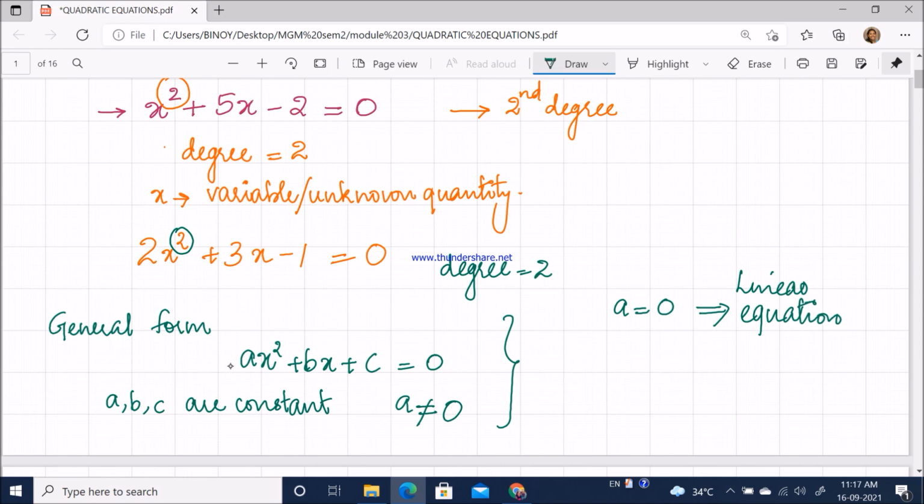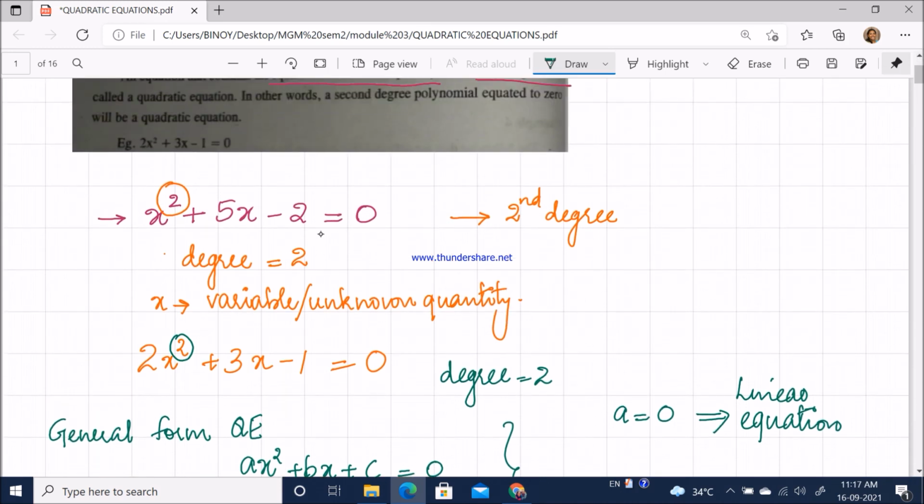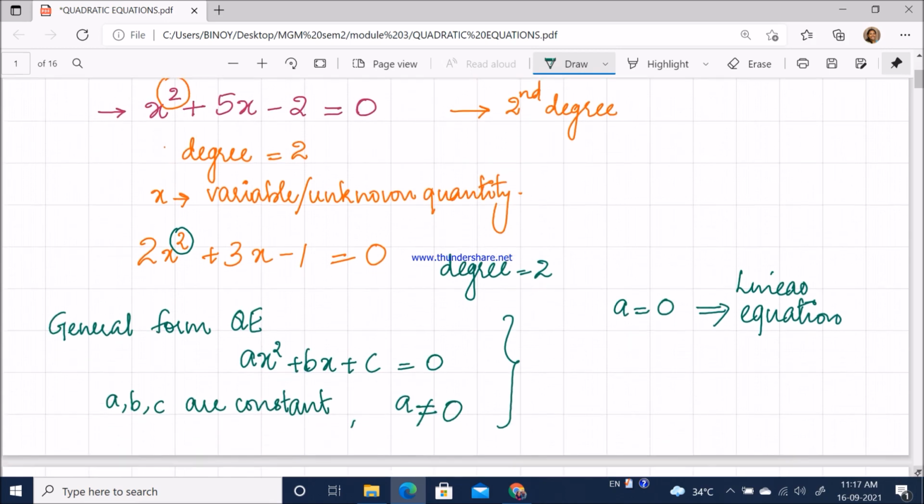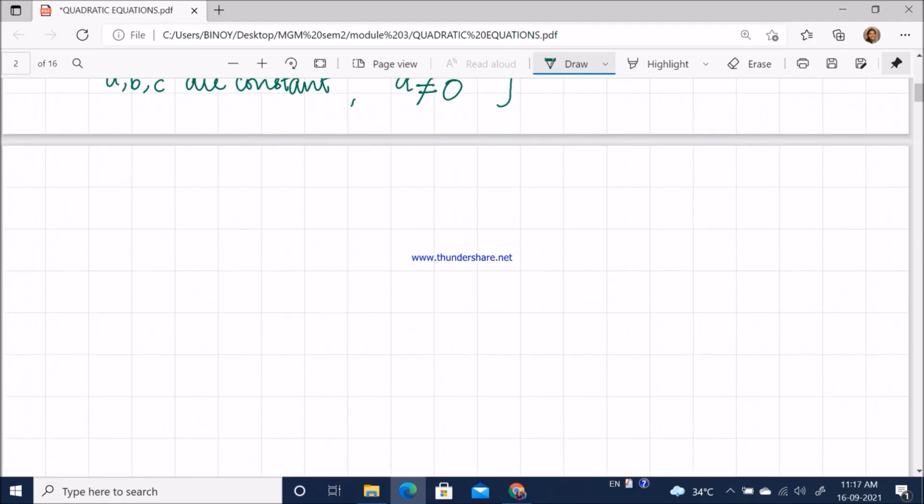So the general form of a quadratic equation is ax square plus bx plus c equal to 0, where a, b, c are constants and a is not equal to 0. If a equal to 0, then that particular equation is called a linear equation. So we can define a quadratic equation as a second degree polynomial equated to 0.